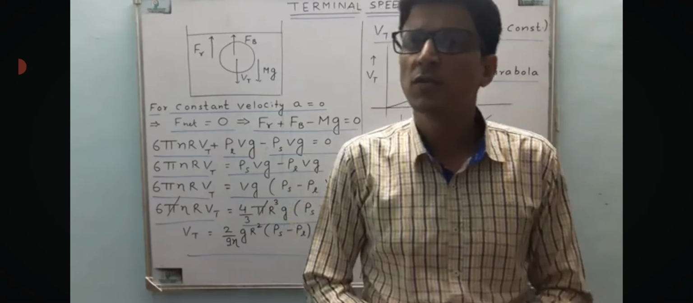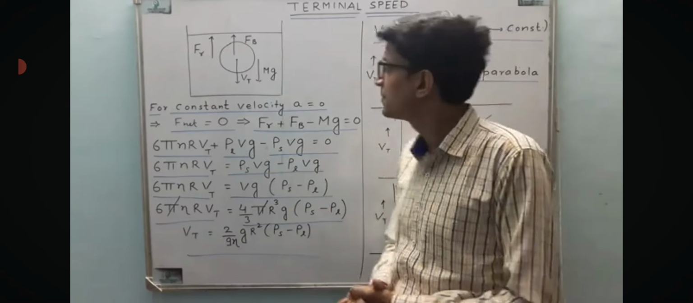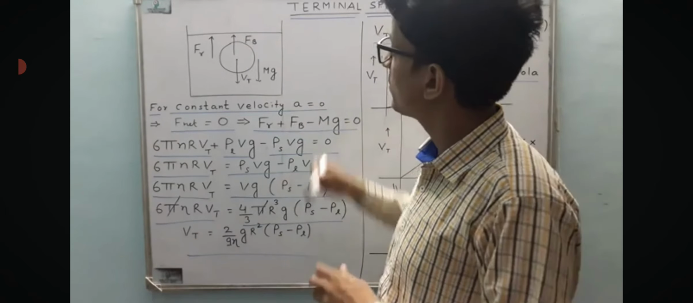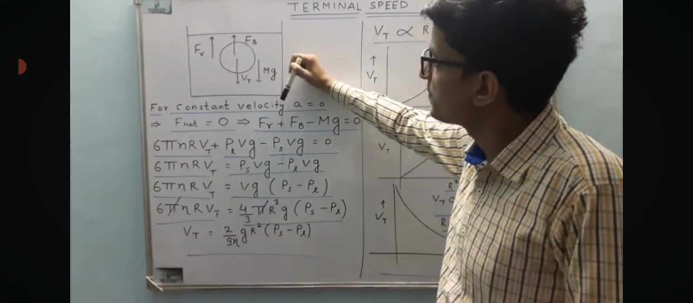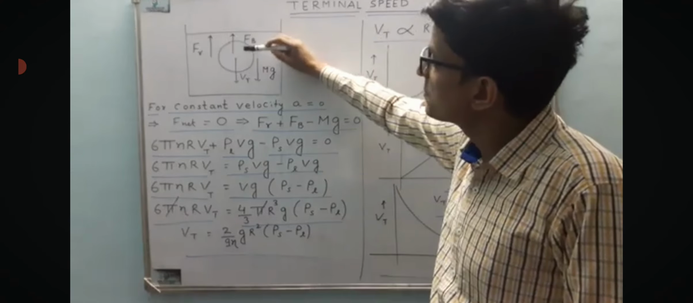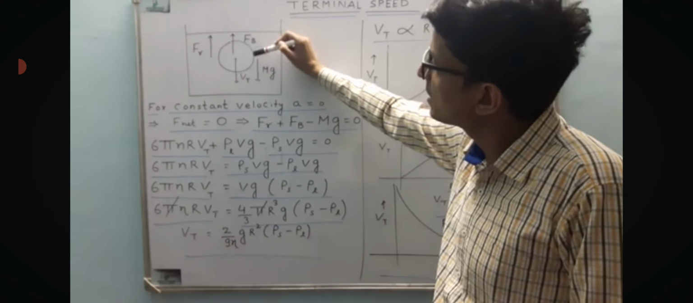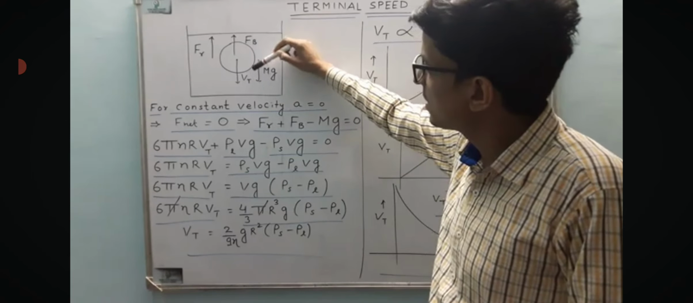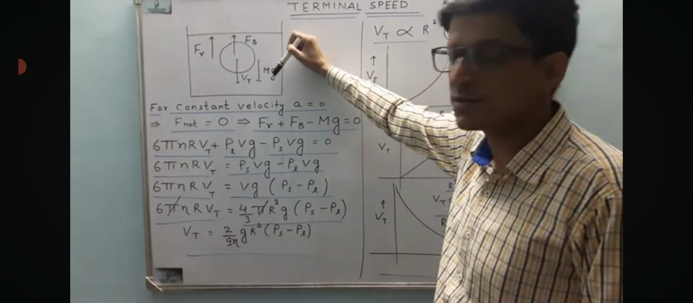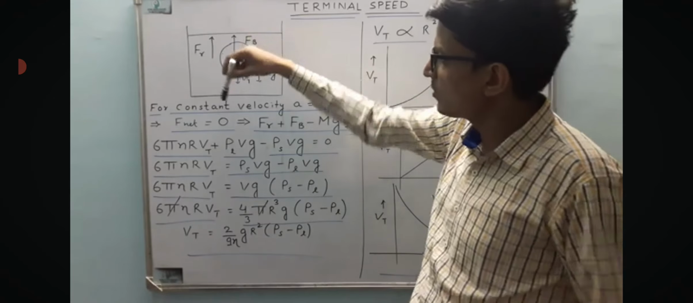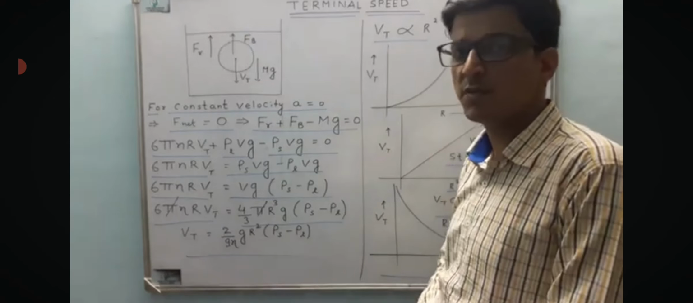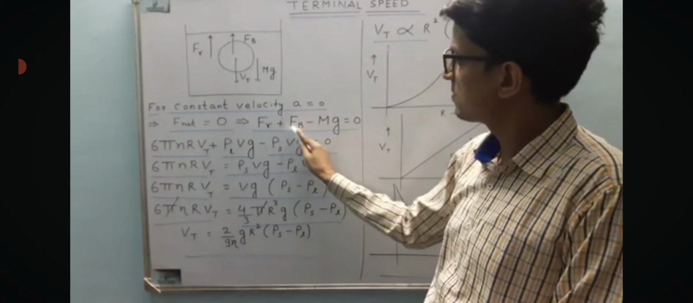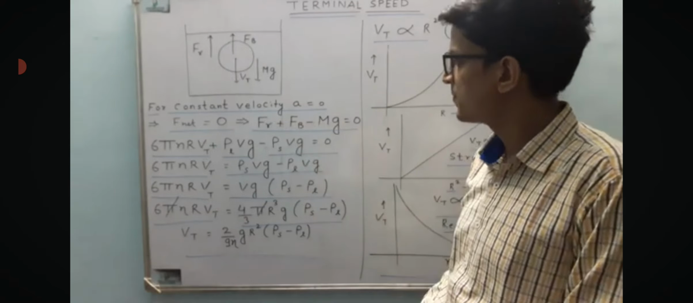So let's look into the things with proper perspective. Suppose this is a sphere and it's moving with the constant speed Vt. The forces acting on the sphere will be buoyant force in vertically upward direction, resistive force in vertically upward direction, and weight in vertically downward direction. And we know that if velocity is constant, then acceleration will be zero. So net force will be zero. That means resistive force plus buoyant force minus mg is equal to zero.